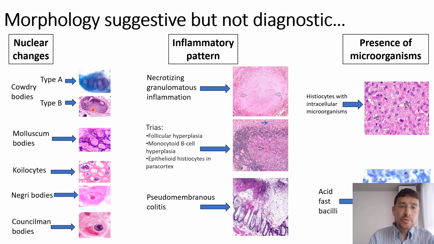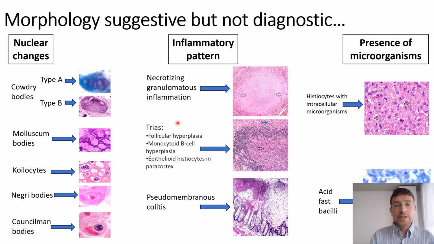You have Cowdry B bodies, which may be suggestive of cytomegalovirus infection. You have molluscum bodies. You may have koilocytes, which may suggest an HPV infection. You may have Negri bodies, found especially at autopsy in Purkinje cells, which may be suspicious for rabies infection. And then you may sometimes see in hepatocytes Councilman bodies, which may be seen in yellow fever or in hemorrhagic fevers like Ebola or Marburg virus. So in these cases, morphology is not enough. We need something more to diagnose these disorders.